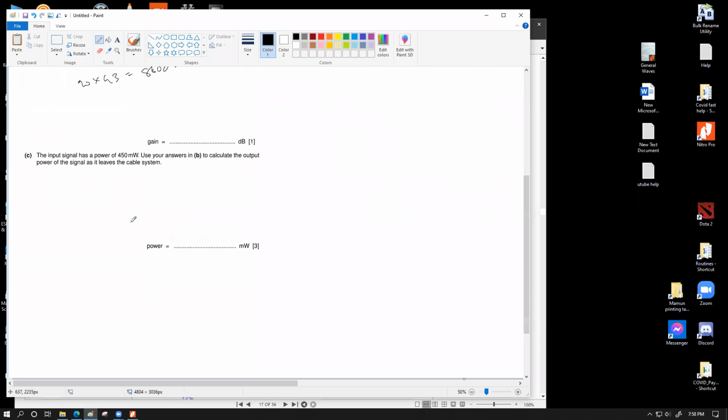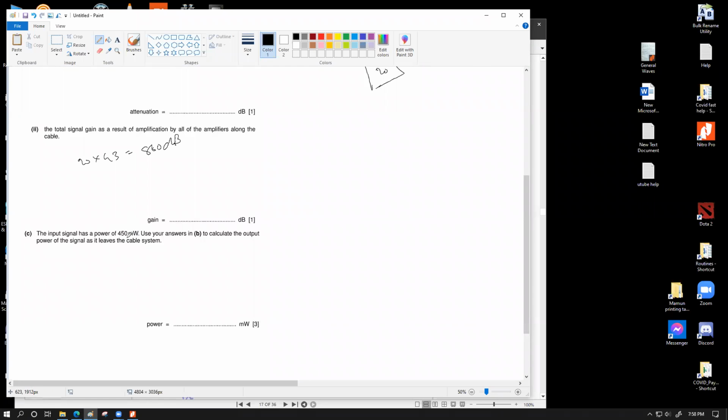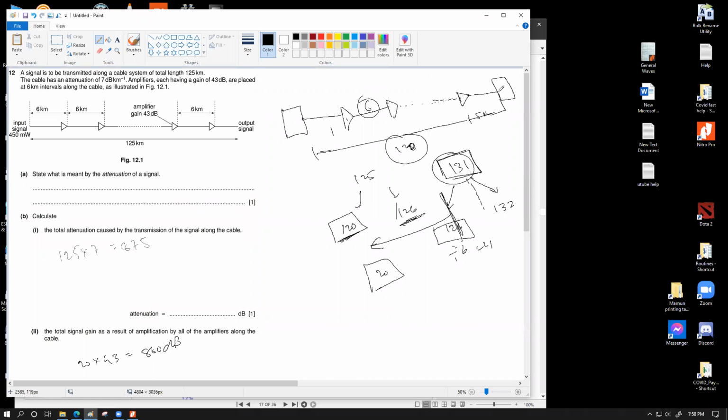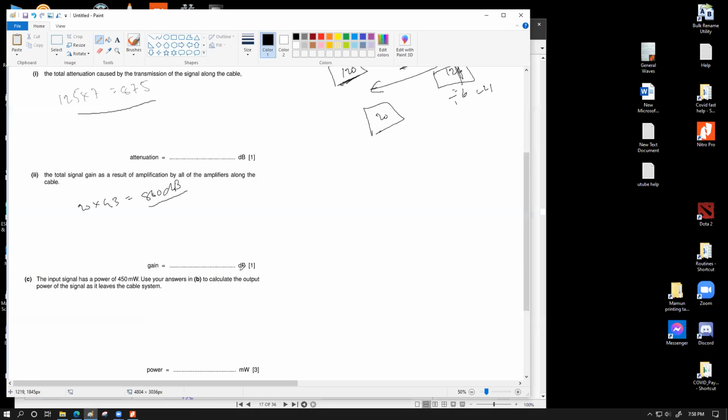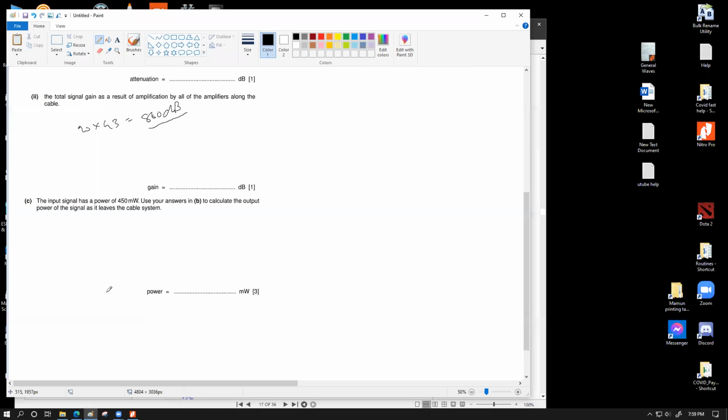Then the question says the input signal has a power of 450 milliwatts. Use your answers in B to calculate the output power of the signal as it leaves the cable system. As it leaves the cable system basically means as it is received on the receiving end. So that means we are basically trying to find out the output. So you can see over here, the total loss is 875, the total gain is 860. So if you do the subtraction, you're going to have a 15 decibel reduction. So you're basically going to have attenuation, you're not going to have gain. So if we do this part over here, we can go for attenuation.